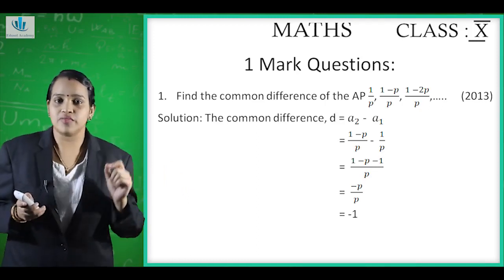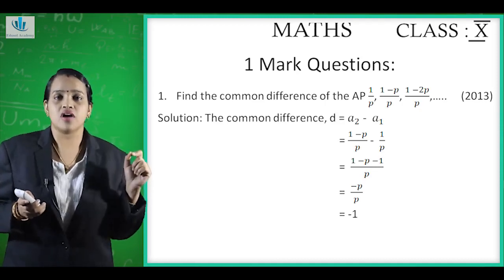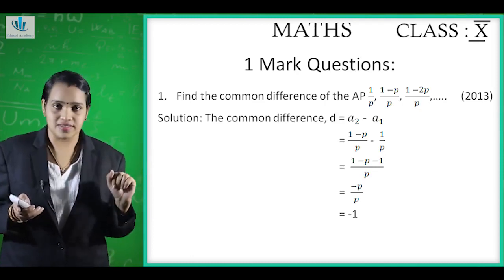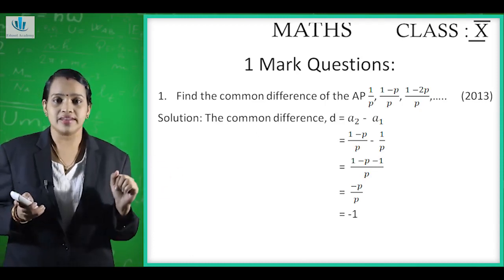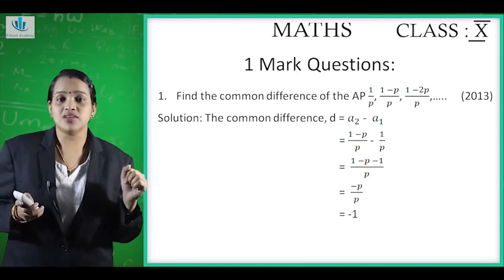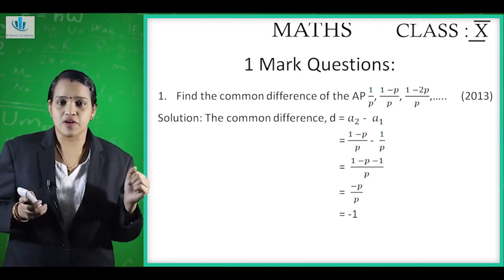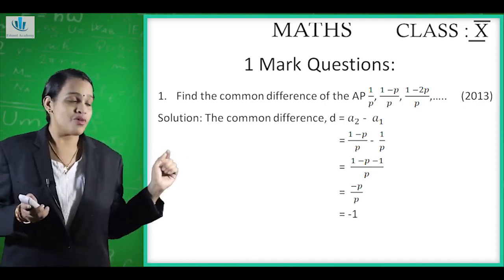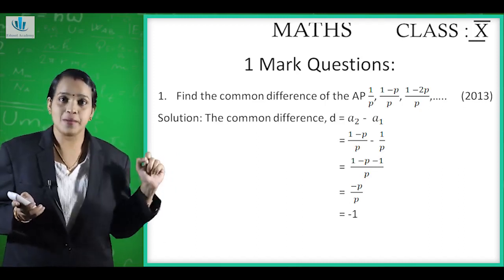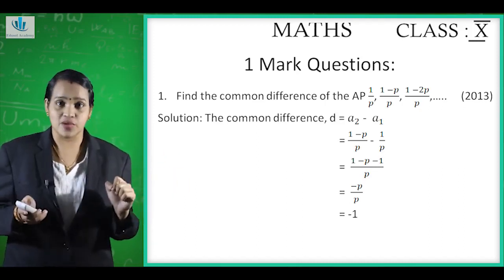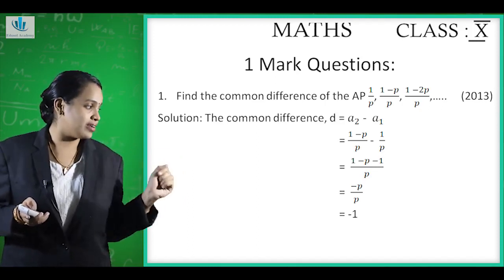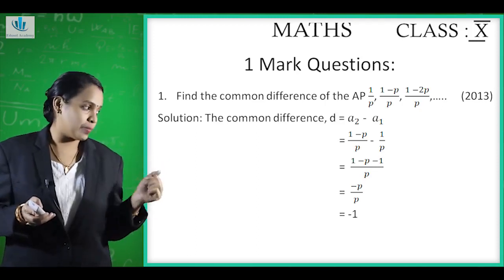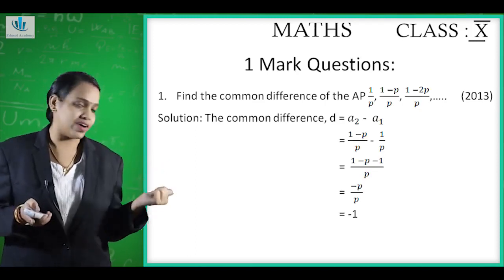First, we will write the common difference. The common difference D is equal to the second term minus the first term. You know the formula, D is equal to A2 minus A1, which is equal to 1 minus P upon P minus 1 upon P, which is equal to 1 minus P minus 1 upon P, which is again equal to minus P upon P, which is equal to minus 1.